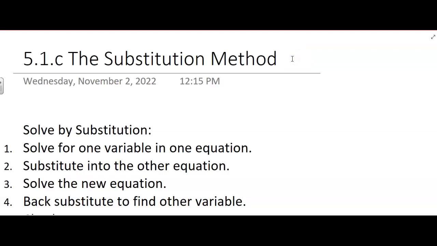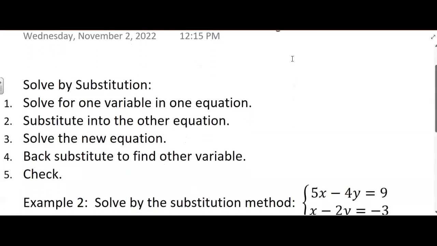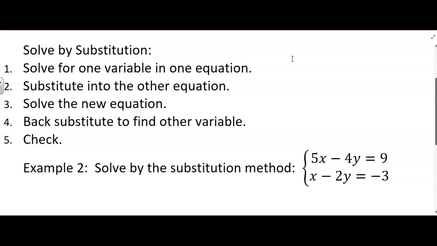So there's basically two methods that we're going to talk about in this section. One's called the substitution method. What we do for the substitution method is we want to get one equation to have one variable by itself. So we want either x equals blah, blah, blah, or y equals blah, blah, blah. Okay? And then you're going to take that, whatever this is, and substitute it into the other equation.